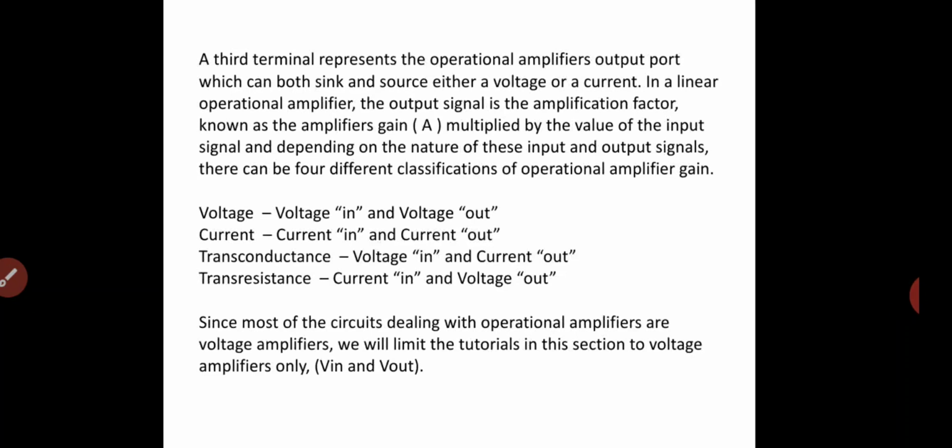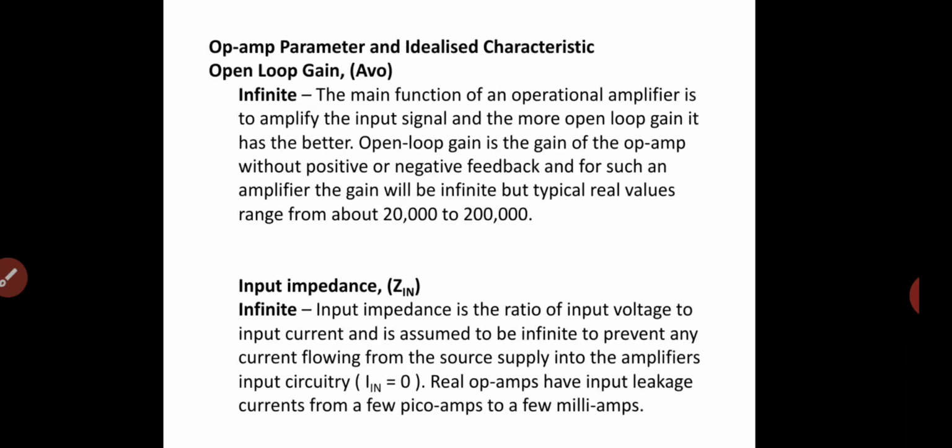there can be four different classifications of operational amplifier. Voltage amplifier: input is voltage and output is also voltage. Current amplifier: input is current and output is also current. Transconductance: input is voltage but output is current. And transresistance: input is current but output is voltage. Since most of the circuits dealing with operational amplifiers are voltage amplifiers, we will limit the tutorial to these sections. So we use Vin and Vout for the voltage amplifiers.